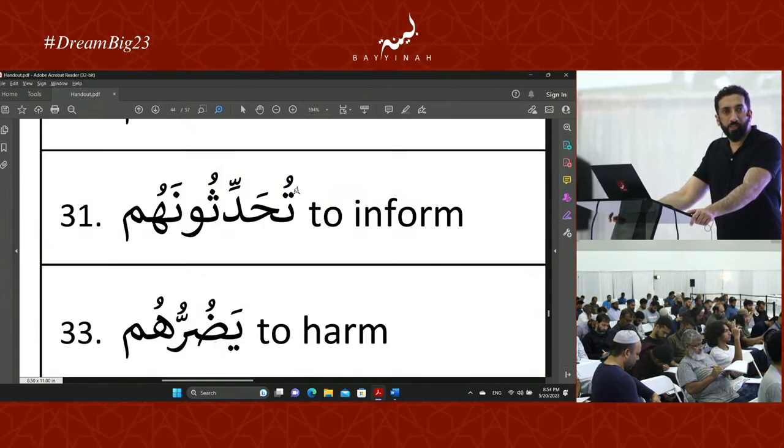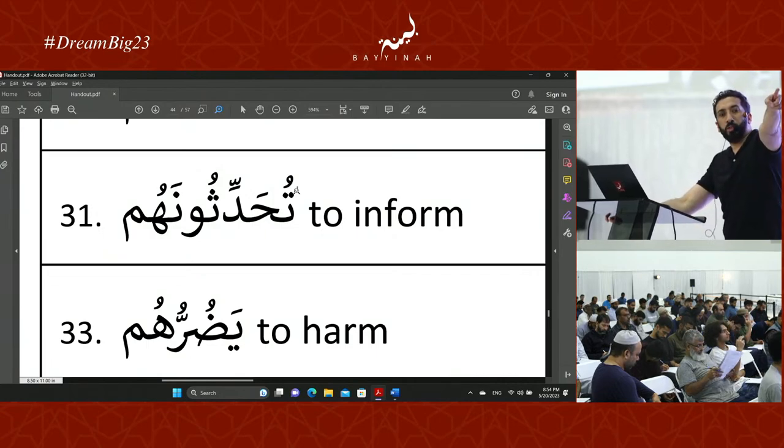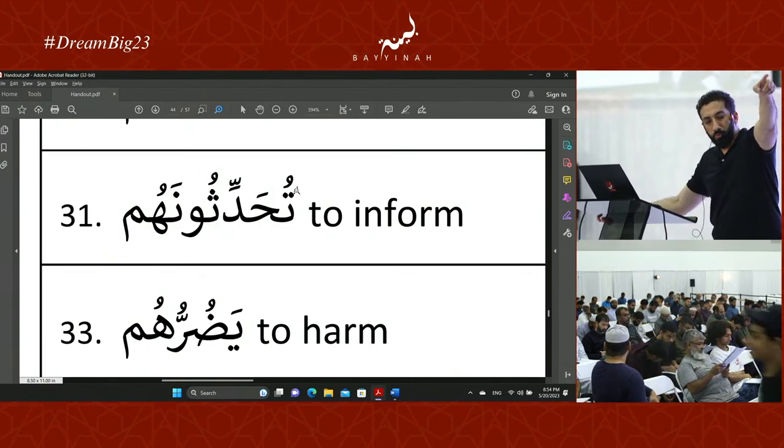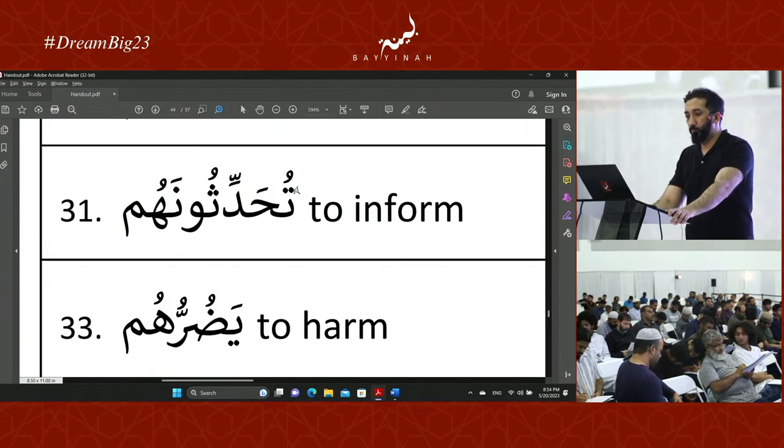Yadurruhum, number 33. Any volunteers on the guy's side? Yes, way over there. Red t-shirt, red and blue. Yadurruhum.